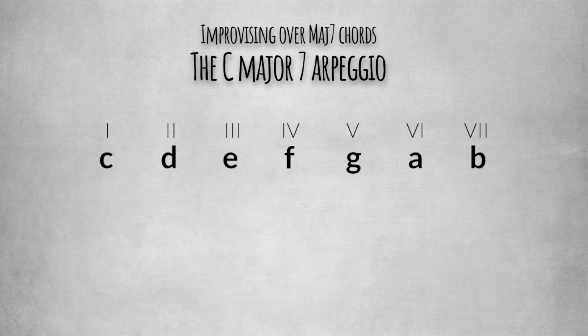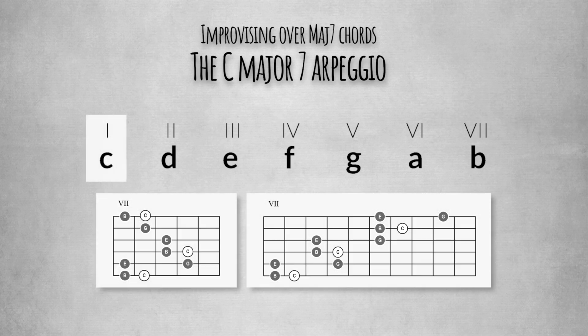The C major 7 arpeggio looks like this: the root C, the major 3rd E, the perfect 5th G, and the major 7th B. Now, to make it slightly more interesting, you could try to create larger intervals within the arpeggio or combine it with, for instance, some typical pentatonic licks.